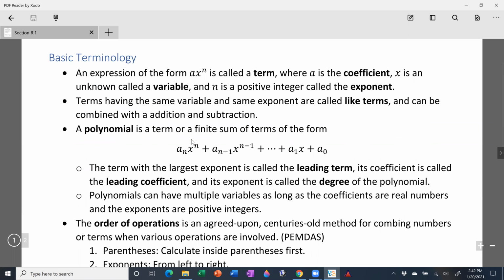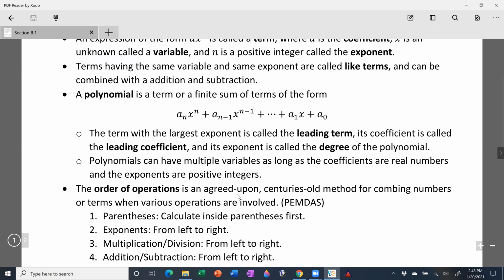A polynomial is a term or a finite sum of terms of the form, and don't let that scare you. That pretty much just means we've got an x to the power of n, that could be like 3x squared, for example, plus another coefficient with the variable to a different power, plus dot, dot, dot. And so this is just a general form of a polynomial, okay? The term with the largest exponent is called the leading term. Its coefficient is called the leading coefficient, and its exponent is called the degree of the polynomial. Okay, so just some terminology there.